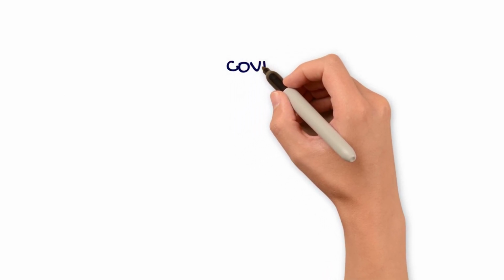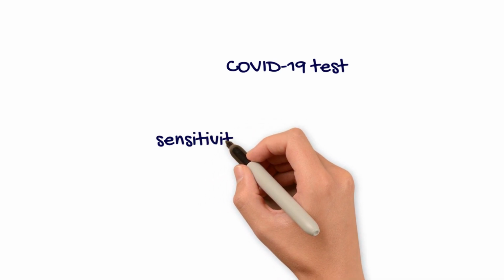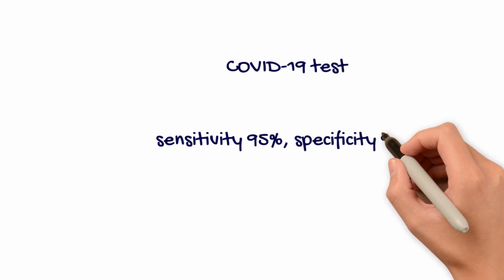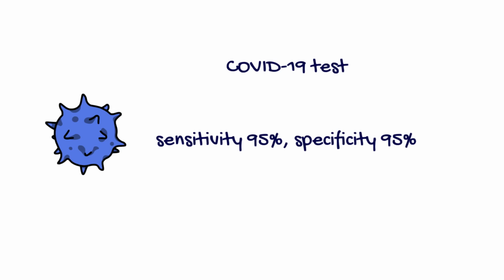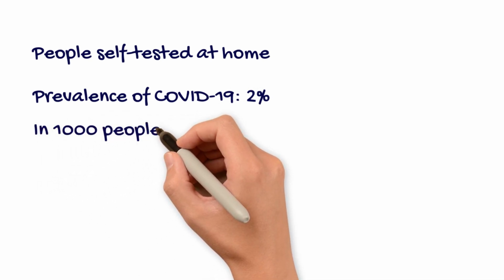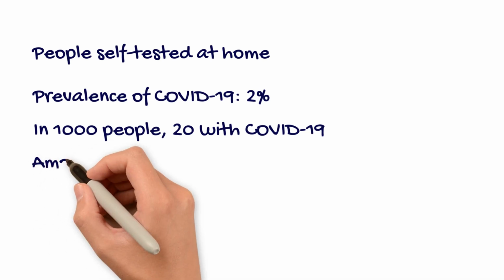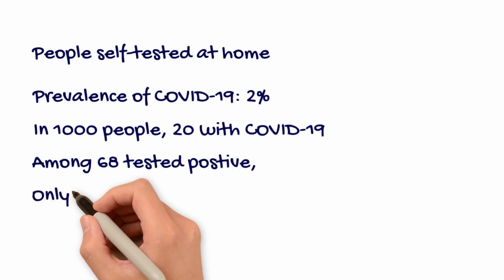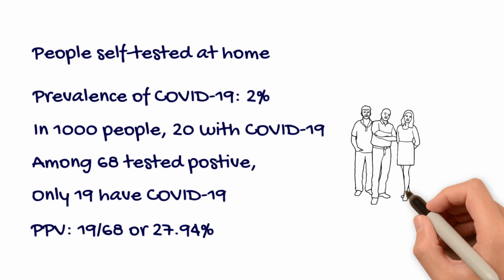Let's say there is a diagnostic test for COVID-19 using saliva samples. The sensitivity and specificity of the test is 95% and 95% respectively. This means the test can correctly identify 95% of people who have COVID-19 and 95% of people who do not have COVID-19. For the positive predictive value, let's say the prevalence of COVID-19 in people tested at home is 2%, meaning 2% of people at home have COVID-19. If 1,000 people are tested, 20 of them are likely to have COVID-19. The test has a 95% accuracy rate, so 68 people will test positive. Only 19 are likely to have COVID-19.